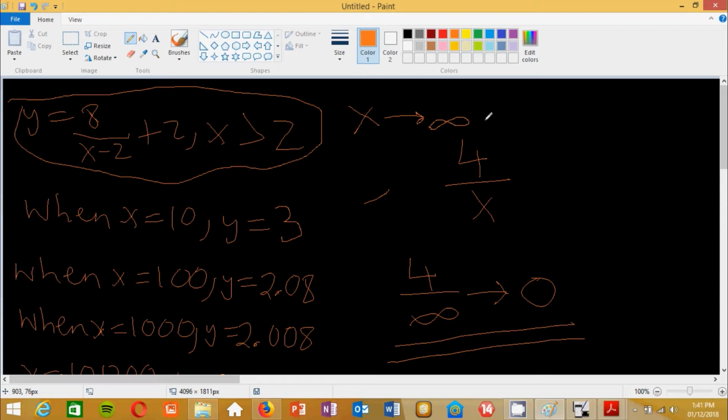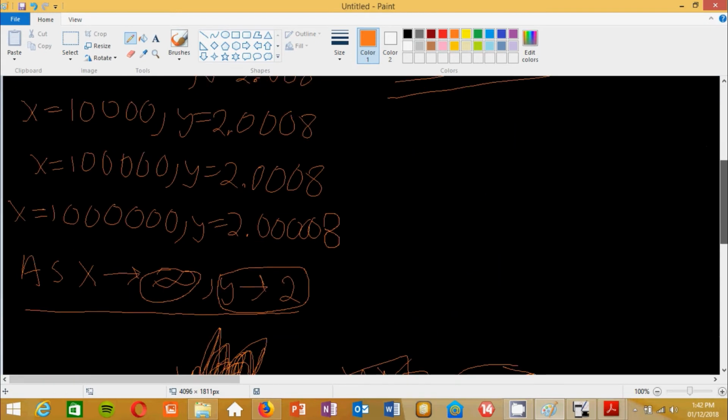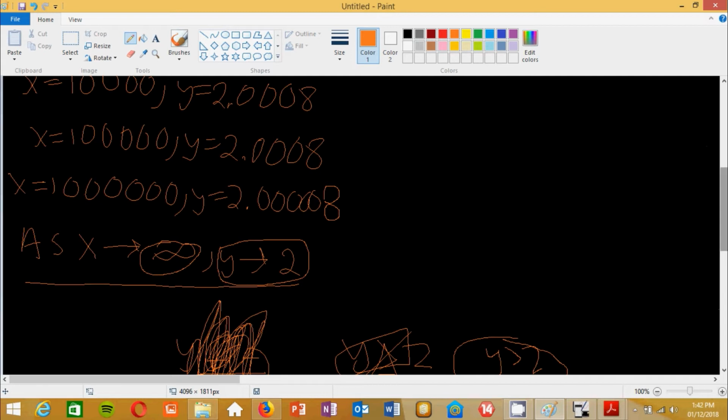So as x approaches infinity, what's going to happen is x minus 2 is going to approach infinity. And if x minus 2 approaches infinity, you're going to say 8 divided by infinity. Same concept here. If 8 divided by infinity approaches 0, you're going to have 0 plus 2. So your answer here for this function is going to be 2, and that's why y is going to approach 2. I hope you get this.